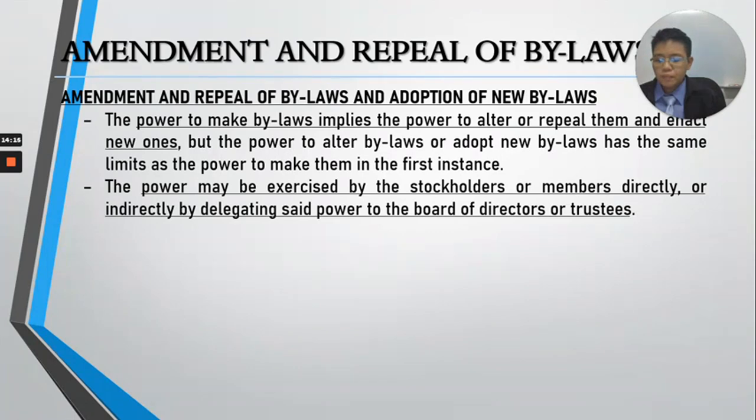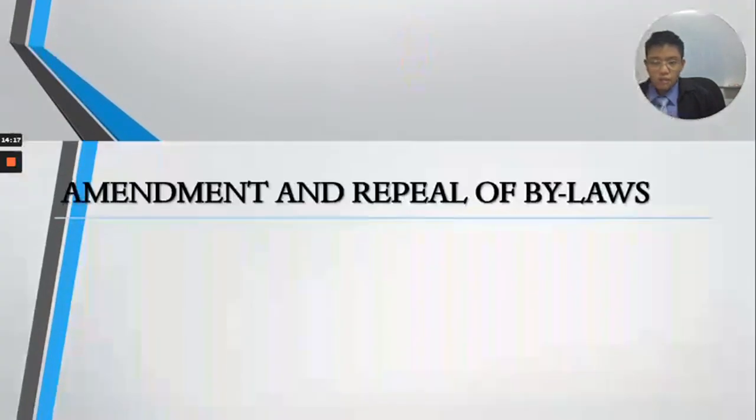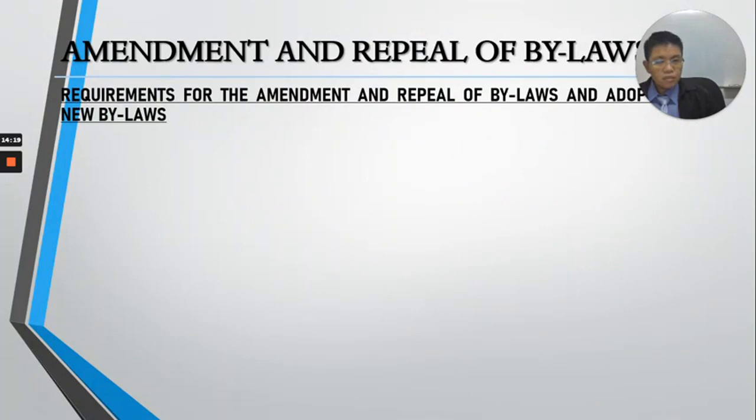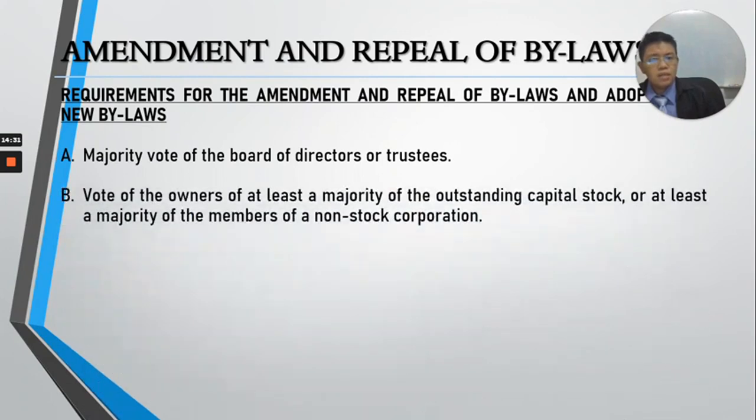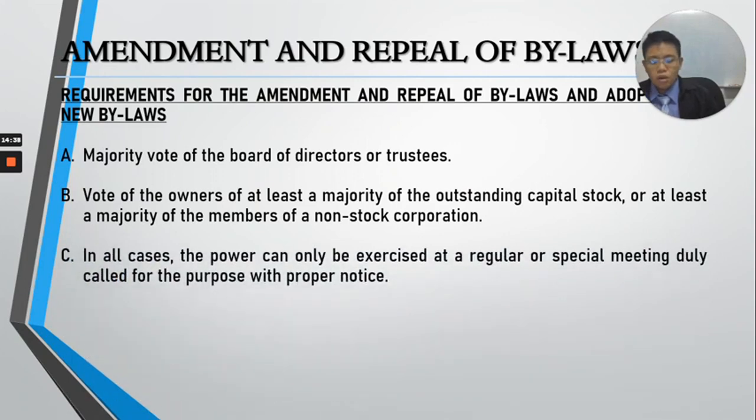Now, the requirements for the amendment and repeal of bylaws, and in case it is repealed, obviously you need to adopt new bylaws. These are the requirements: majority BOD or BOT. What else? Majority OCS or majority of members in case of non-stock. What else? In all cases, the power can be exercised only at a regular or special meeting, duly called for the purpose, and also with proper notice.